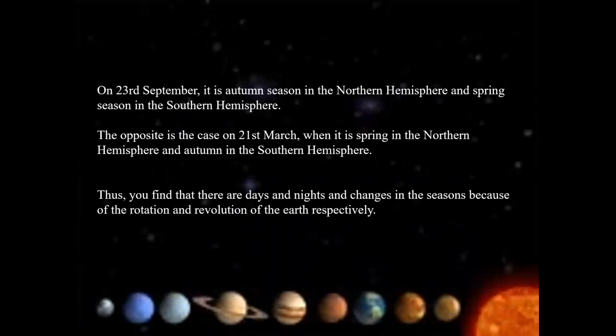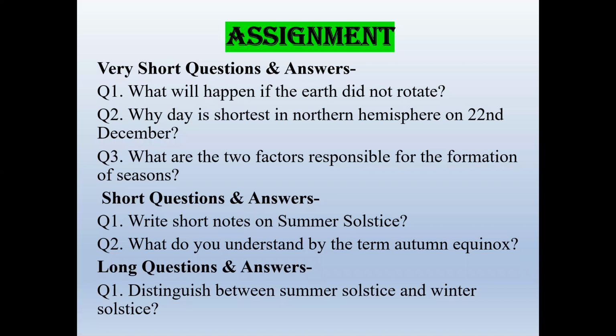So students, this was a quick explanation of geography chapter number 3. Let us look at a few questions with the help of this slide. Question number 1. What will happen if the earth did not rotate? Question number 2. Why is day shortest in the northern hemisphere on 22nd December? Question number 3. What are the 2 factors which are responsible for the formation of seasons? Short question and answers. Question number 1. Write short notes on summer solstice. Question number 2. What do you understand by the term autumn equinox? Long question and answers. Question number 1. Distinguish between summer and winter solstice.